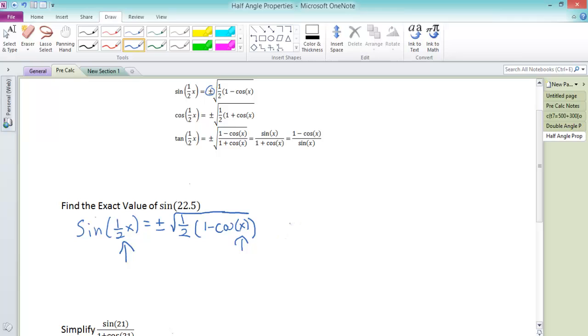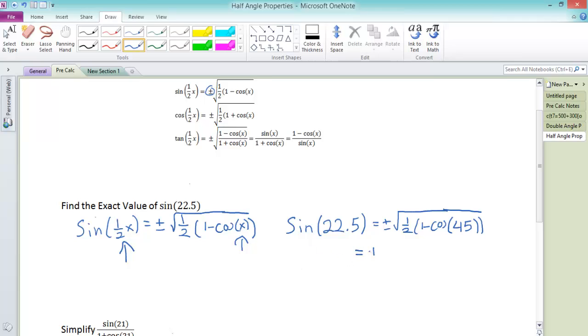Okay, so to get started, the sine of 22.5 is going to be equal to plus or minus the square root of 1/2 of 1 minus the cosine of 2 times 22.5, or 45. So once again, guys, the right-hand side is going to be twice as big as the left-hand side of our equation. So we're going to go ahead and simplify this.